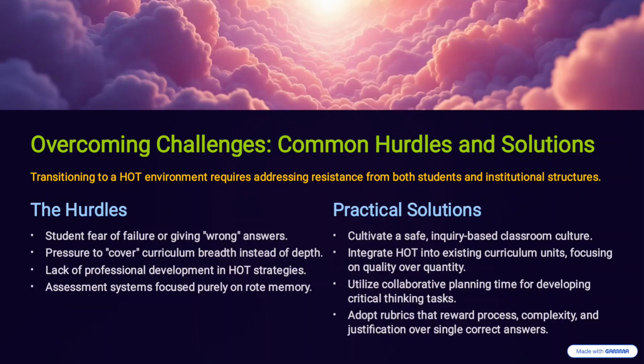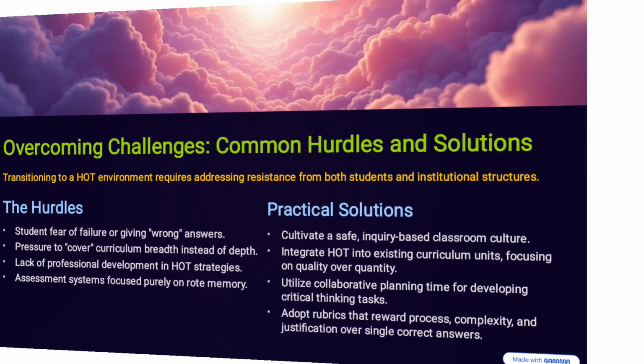And the next are some practical solutions to these hurdles. The first one is to cultivate a safe, inquiry based classroom culture. The second is to integrate higher order thinking into existing curriculum units, focusing on quality over quantity. Third one is to utilize collaborative planning time for developing critical thinking tasks. The last one is to adopt rubrics that reward process, complexity, and justification over single correct answers.